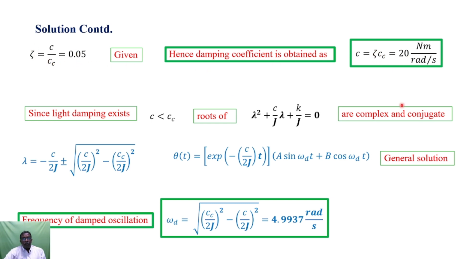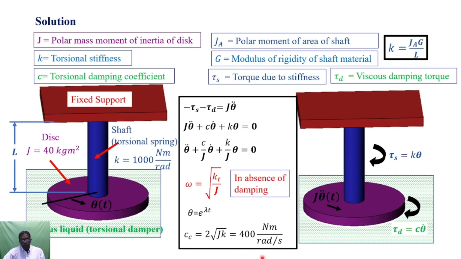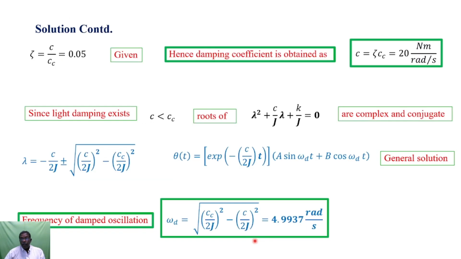The damping ratio is 0.05 and the damping coefficient at critical condition is 400 Newton meter per radian per second, from which I can obtain the damping coefficient as 20 Newton meter per radian per second. Since the damping is light damping, that is under damping, C is less than Cc, the roots of the equation of motion are complex and conjugate with each other.